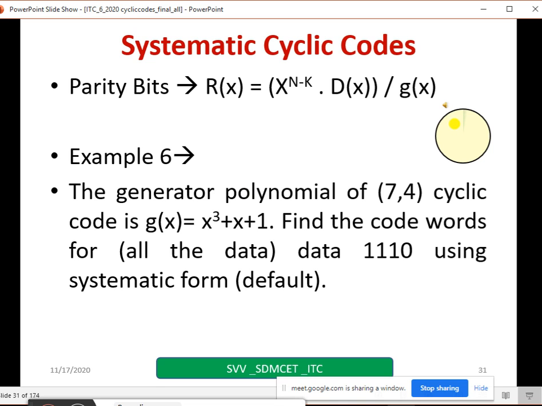The generator polynomial of 7,4 cyclic code is g of x equal to x cube plus x plus 1. Find the code words for a data 1110 using a systematic form. By default, it is a systematic only, even if they do not mention.